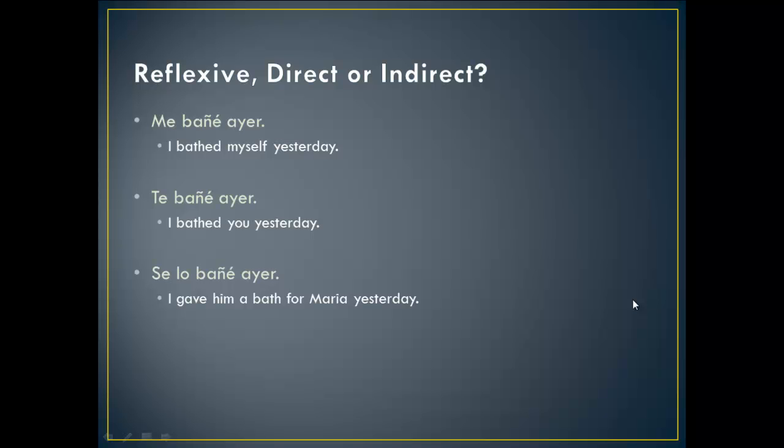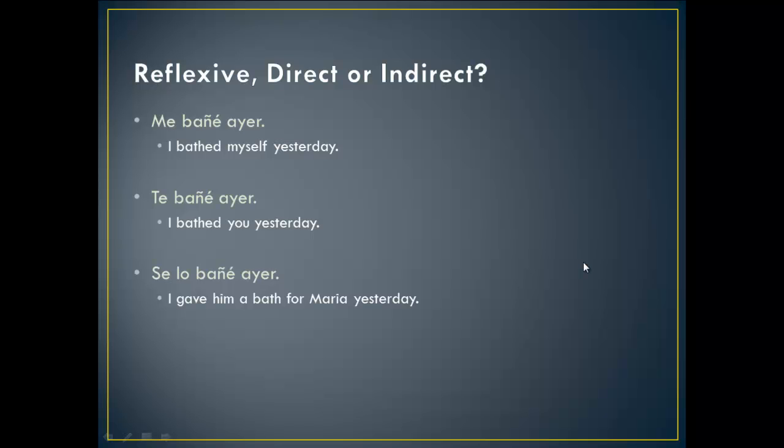The second example, te bañé ayer. Right? Now I still have bañé in the yo form in the preterite, but my pronoun is te, so it can't possibly be reflexive because reflexive pronouns match. So that means it has to be direct. Looking at the sentence, we have to have direct and indirect if we have them together. All right, so there's only one pronoun, so I bathed you yesterday. So, se lo bañé ayer.